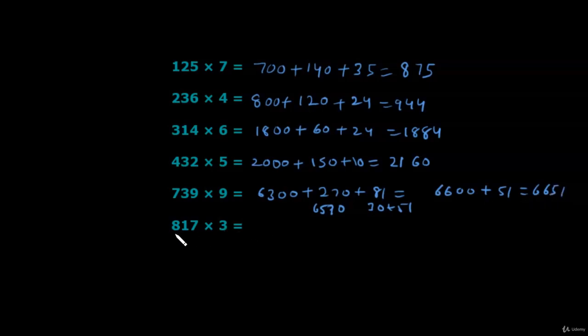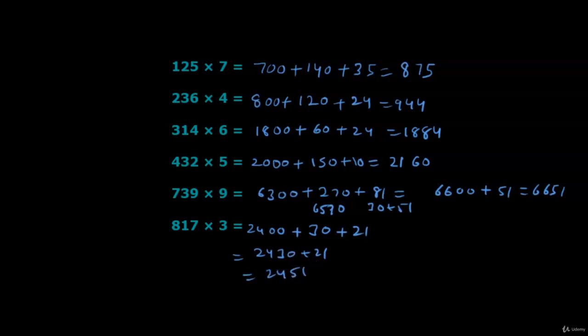Now here 3 times 800 is 2400 plus 3 times 10 is 30 plus 3 times 7 is 21. So this becomes 2430 plus 21 or 2451.